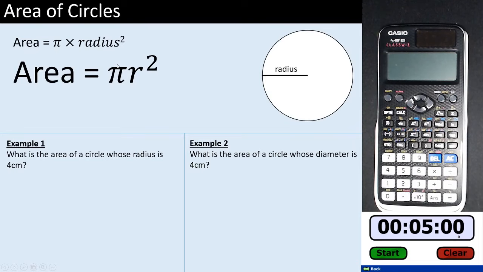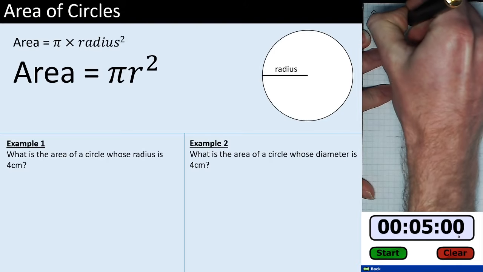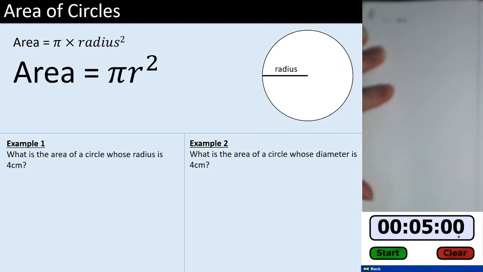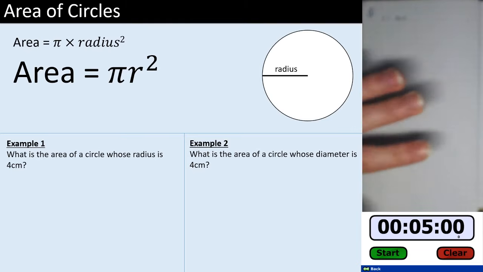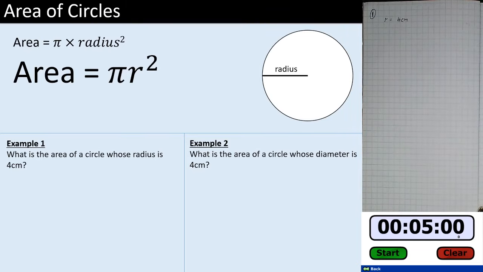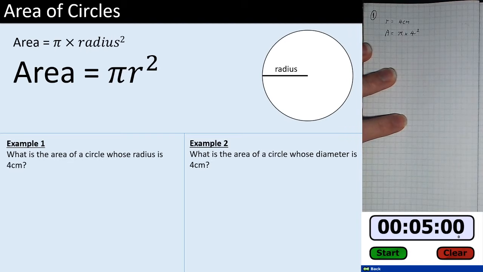So example number 1. What is the area of a circle whose radius is 4 centimeters? Okay, so our radius is 4 centimeters. Our area is going to be equal to pi times radius squared. So pi times 4 squared.